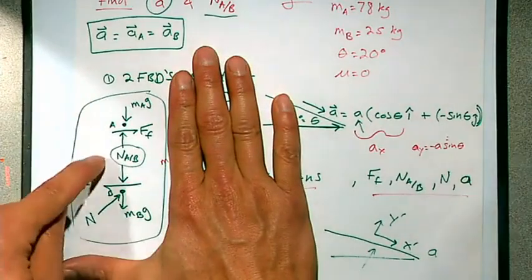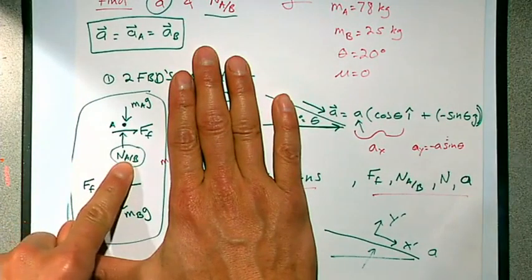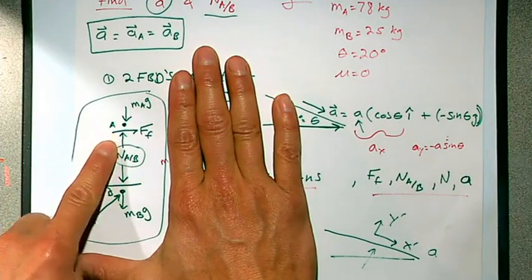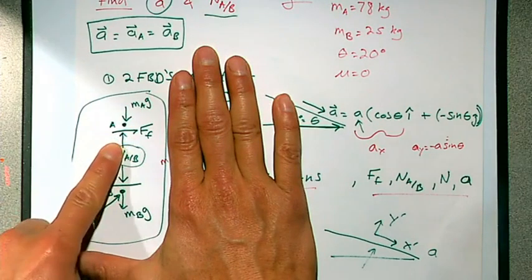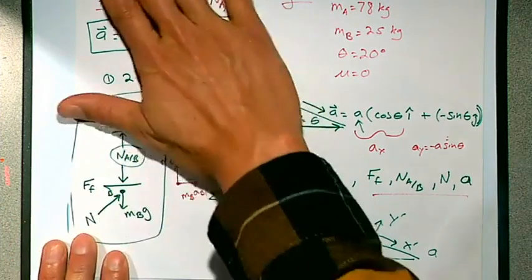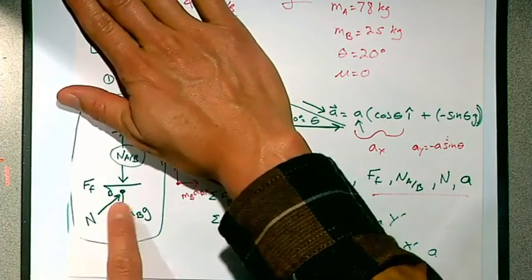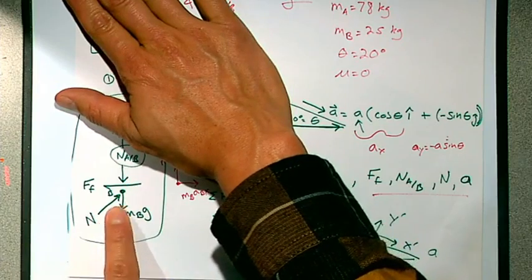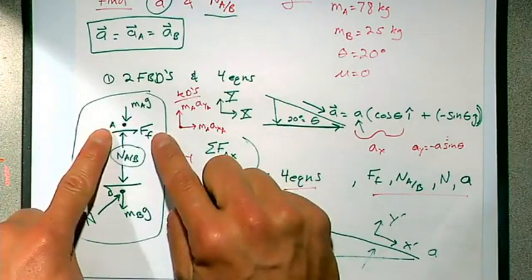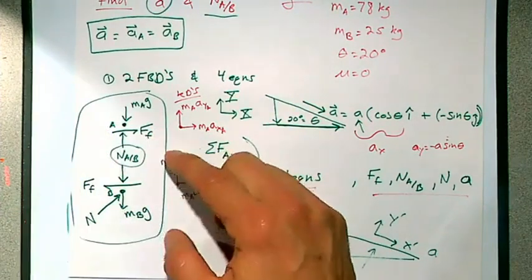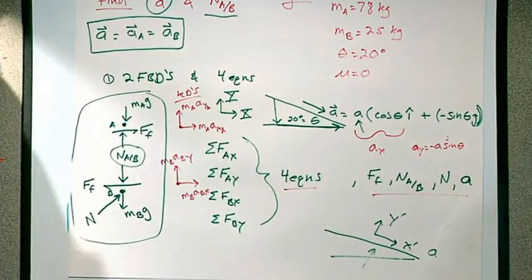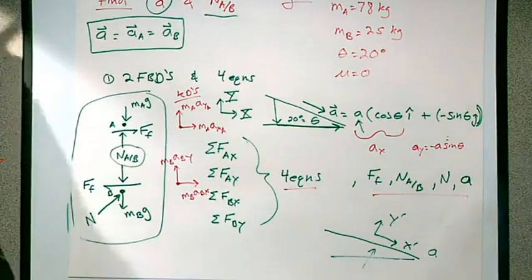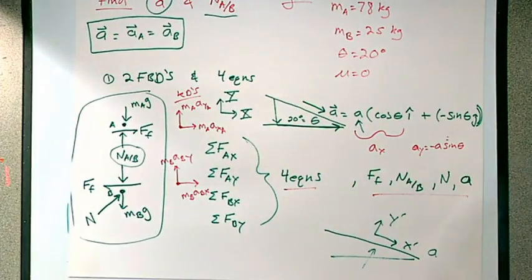And I say, well, for particle A, there's only a couple things acting on it. Looks pretty simple. For particle B, there's an extra thing and it's at a funny angle. My brain tells me particle A is going to look cleaner. It's going to be a little easier to write. So that's what we'll do.